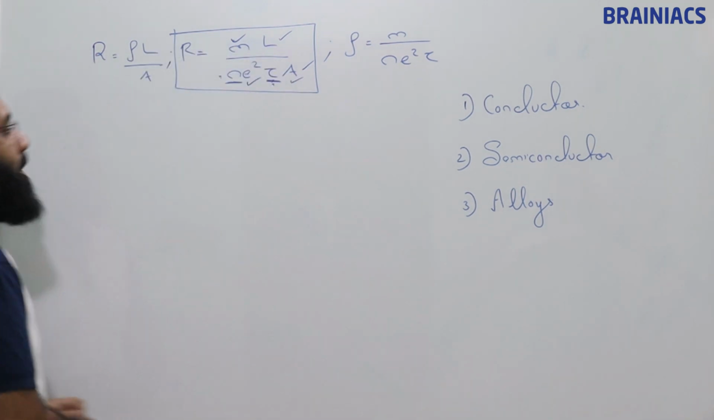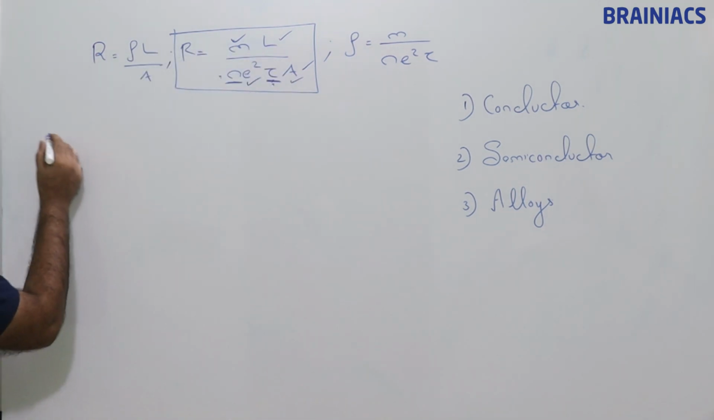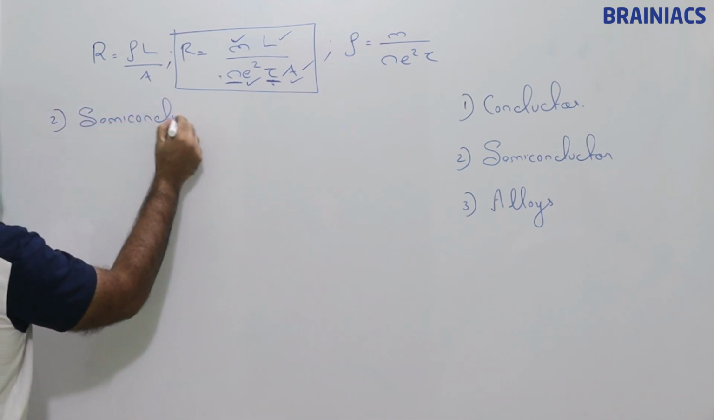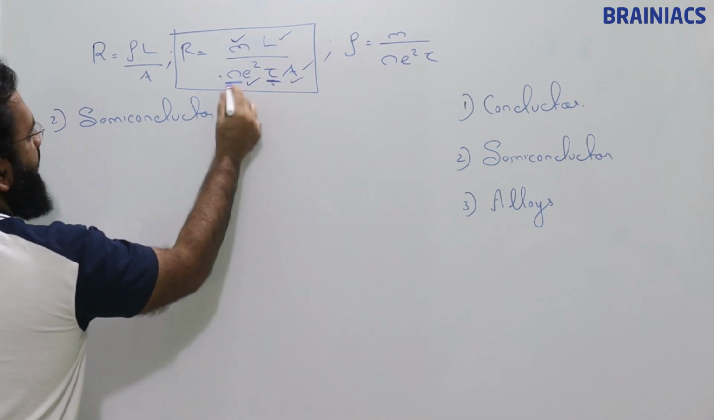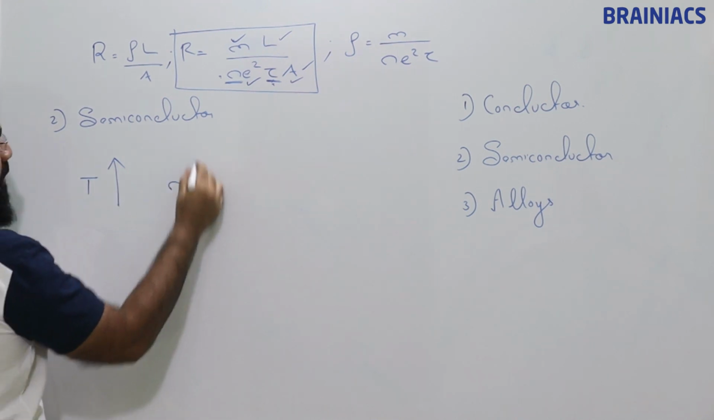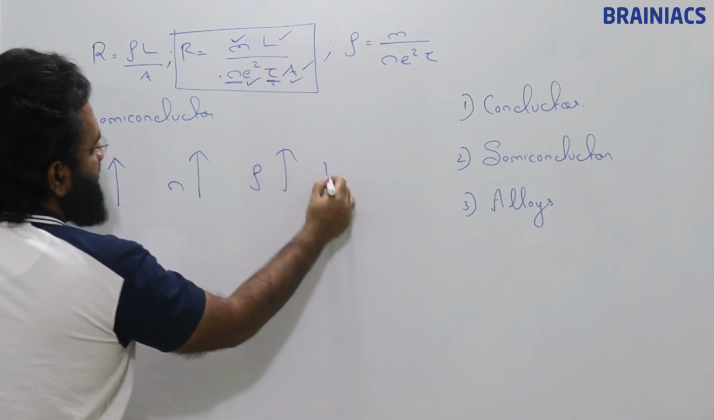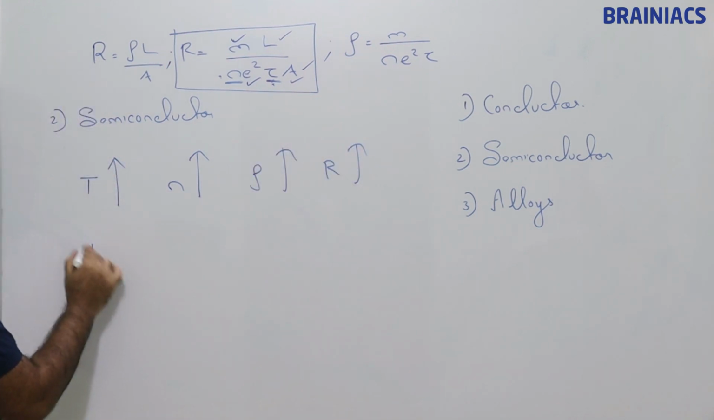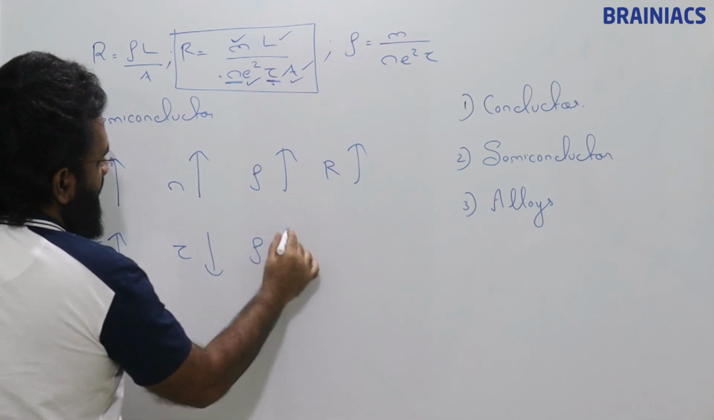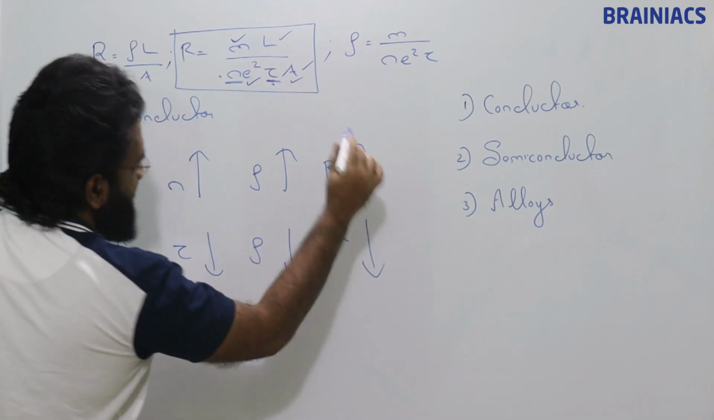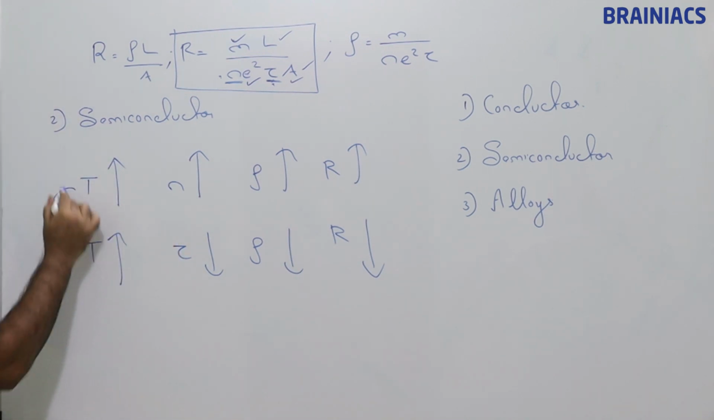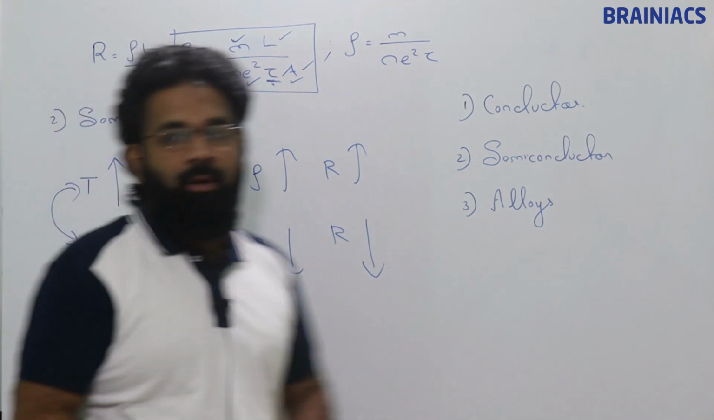Now we will see what will happen to semiconductor. In the case of semiconductor, again N and tau. So temperature increases, same way N increases, rho increases, R increases. Then temperature increases, what will happen to tau? Tau decreases, rho decreases, resistance decreases. Now between them, how will the trade-off happen?